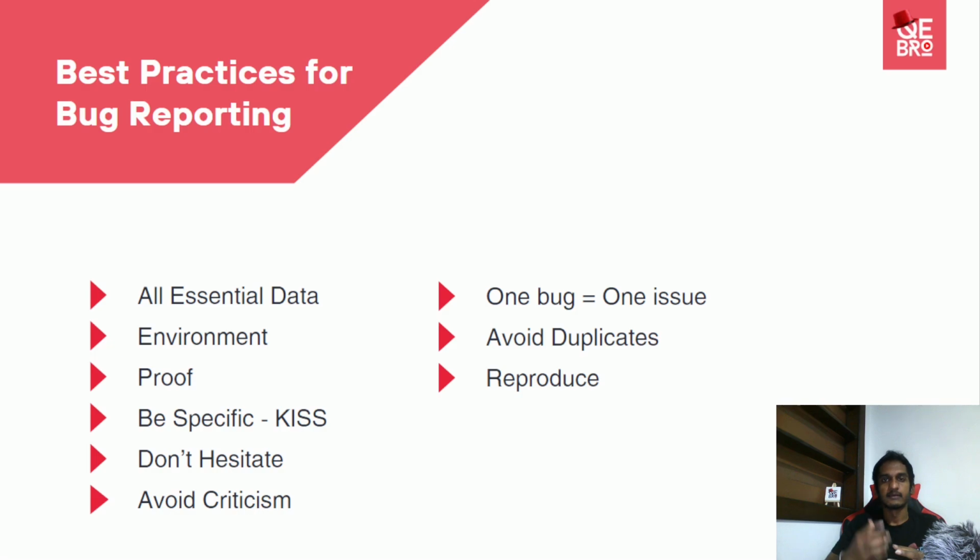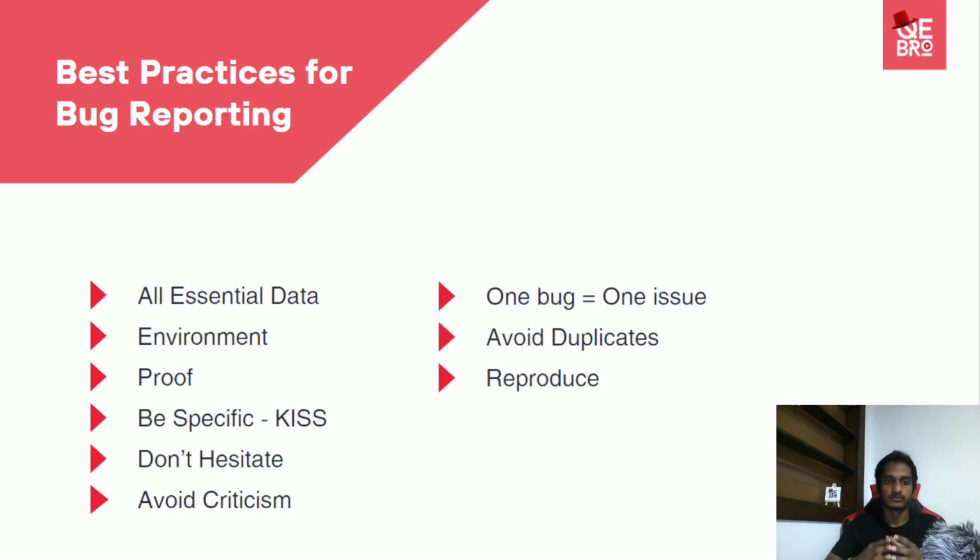So you need to make sure that you mention all the essential data. Essential data means all the steps, then the test data. If this bug is related to a specific user role, then you need to mention the user roles and the credentials as well. And if this is related to some specific environment, like any device, OS, or browser, you need to make sure you report those details in your bug report.